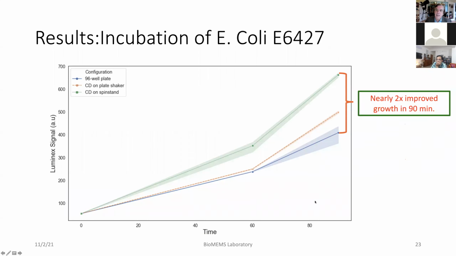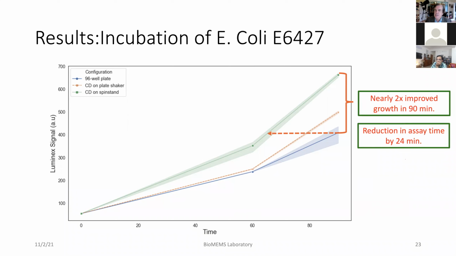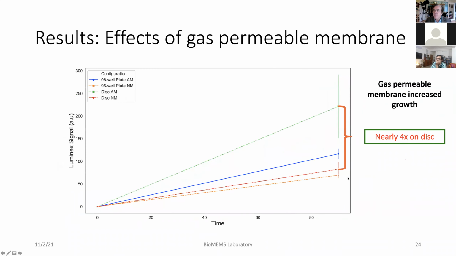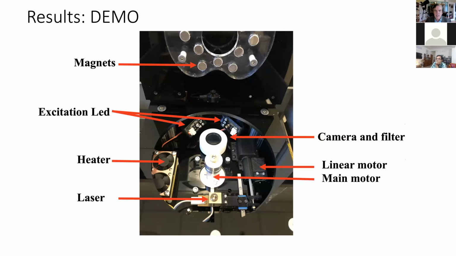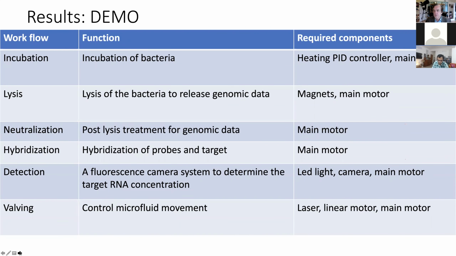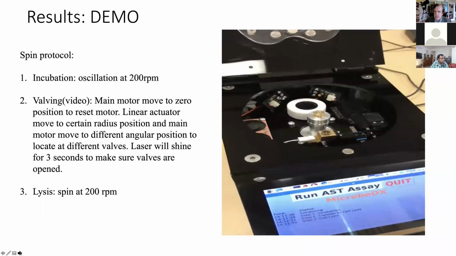So we have nearly a 2 times improved growth in 90 minutes compared to traditional shaker spin stands. And we have a reduction in assay time by 24 minutes. I'm going to skip all of that. This shows the system. This shows the workflow. And again, this was all built by our students in-house.